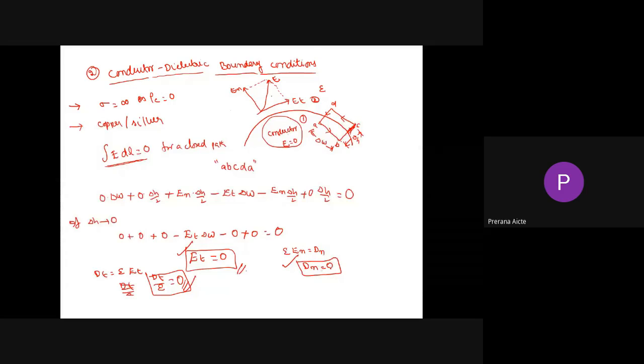Integral of E into dL is equal to 0 for a closed path A, B, C, D. Now we can apply the Maxwell equations to these equations. Then for the closed path, E of t is equal to 0. Therefore, the flux density D of t by epsilon is equal to 0 and the normal component D of n is equal to 0. This is the conclusion of today's class.